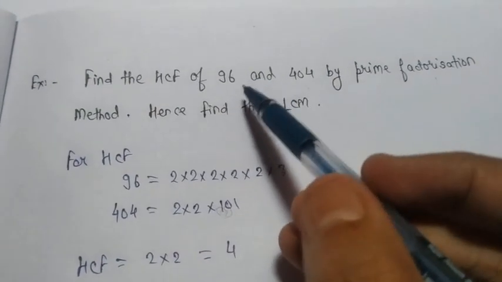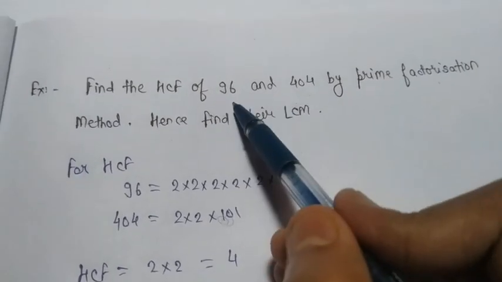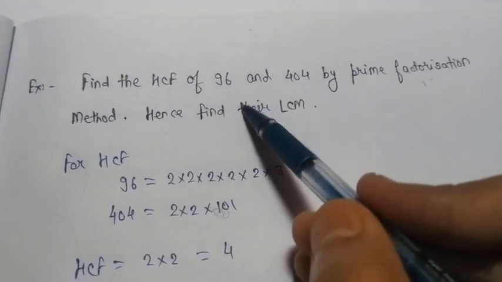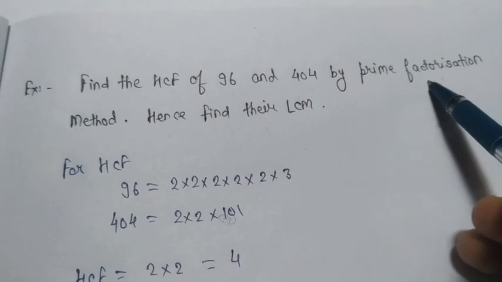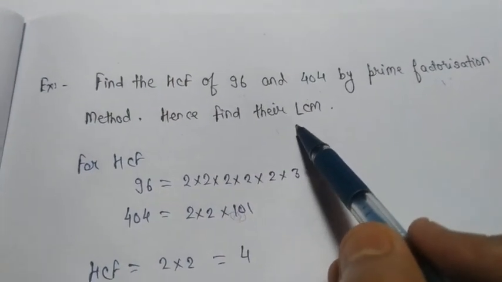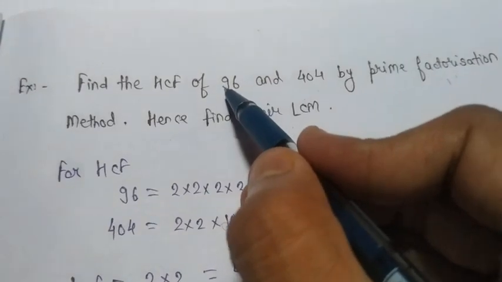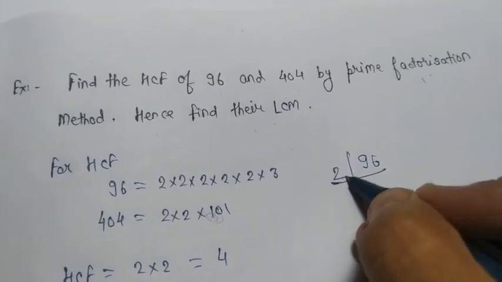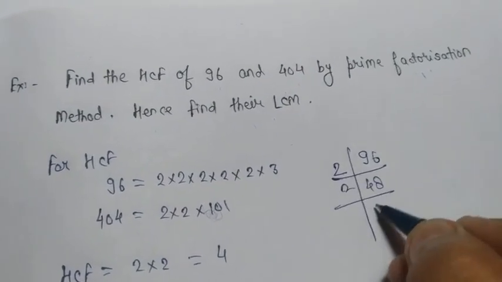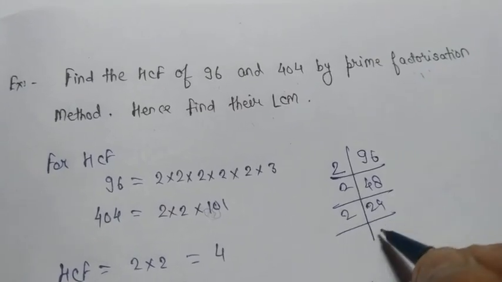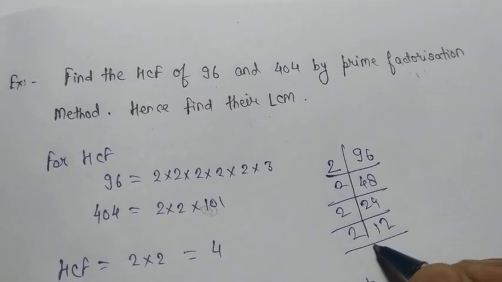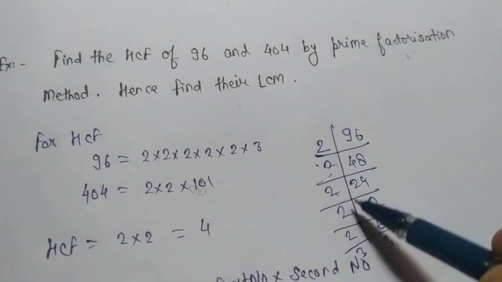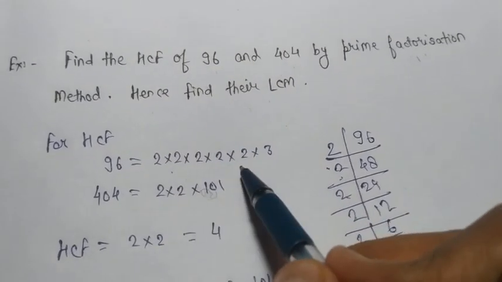So see, students, if two numbers are given, you can find their HCF and LCM both by prime factorization method. But in this question, what we have to do? First, we will find out the HCF by prime factorization method, and after that we will find the LCM by the given formula. So see, when you will do the prime factorization of 96, you will get 2 times 48, then 2, then 24, then 2, then 12, then 2, then 6, then 2, then 3, then 3. It means 2 into 2 into 2 into 2 into 2 into 3. It means 2 five times and 3 one time.